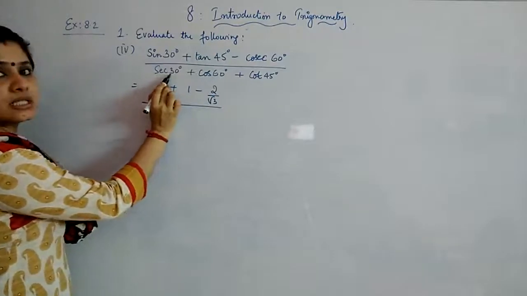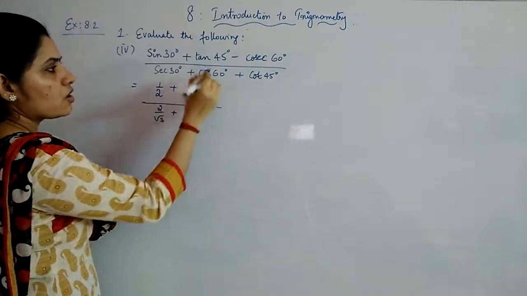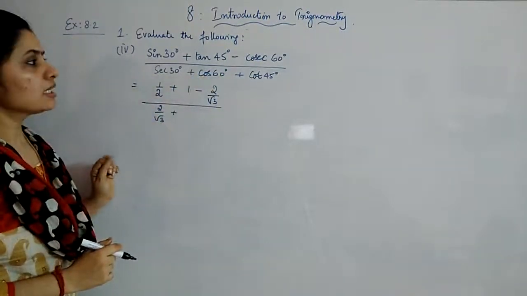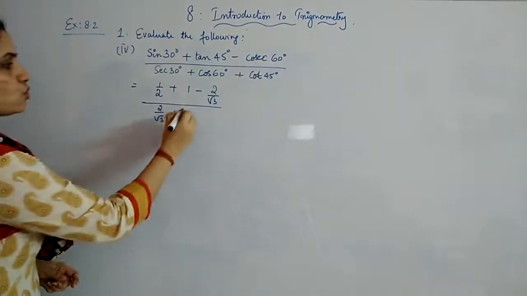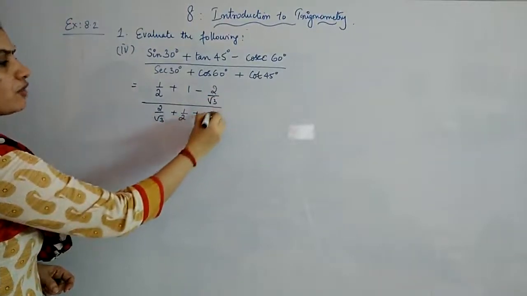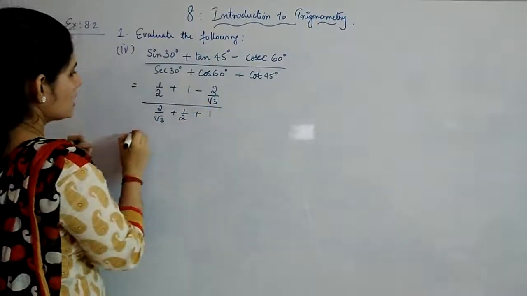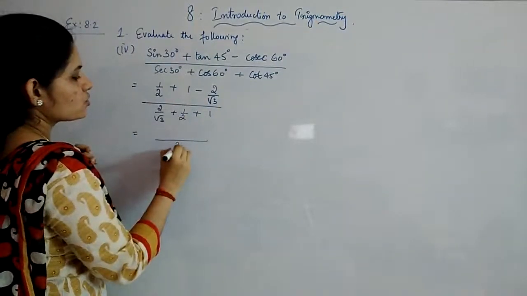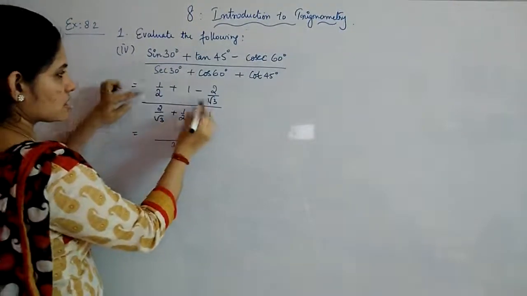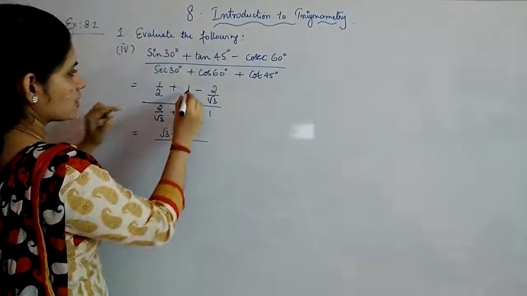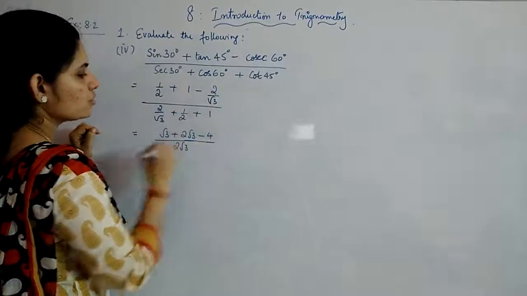Again cos 30 is root 3 by 2, so sec will be 2 by root 3, plus cos 60, which is 1 by 2, plus here you will have cot 45 also to be 1. Now you have to take the LCM. Taking the LCM to be 2 root 3, the numerator becomes root 3 plus 2 root 3 minus 2 into 2, 4.